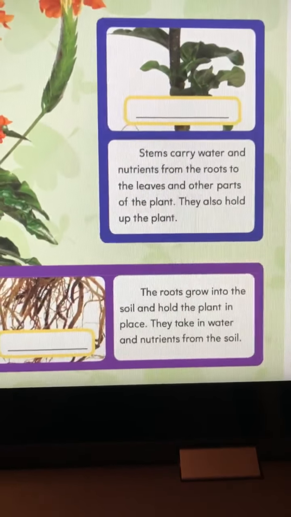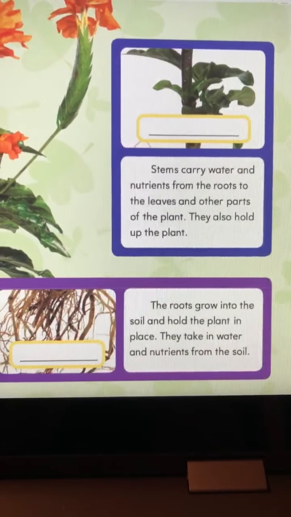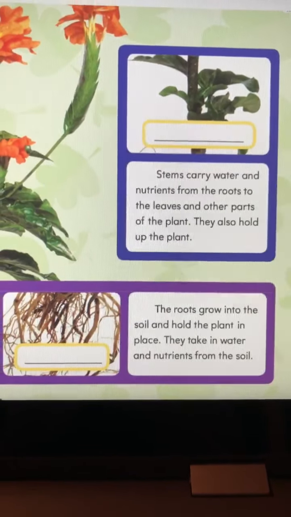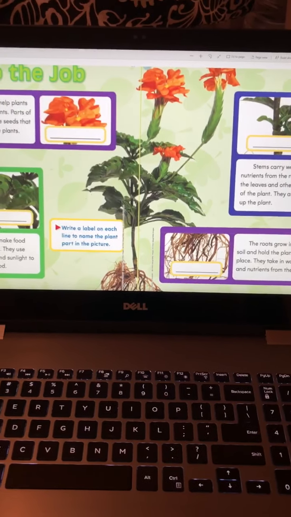The roots grow into the soil and they hold the plant in place. They take in water and nutrients from the soil. So those are the 4 main plant parts that we've been learning about.